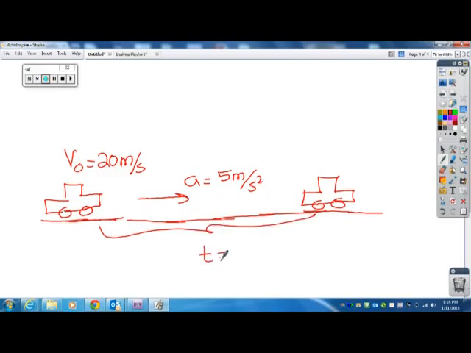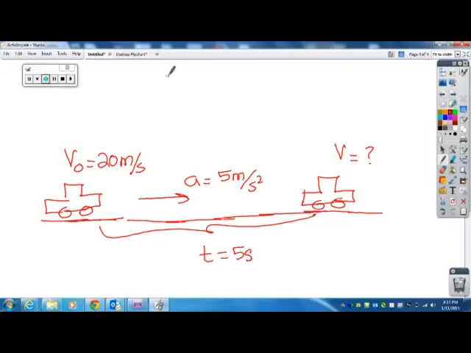So they say the time is 5 seconds, and they ask, what's the velocity of this car? What's its final velocity? You can do it conceptually and say, how fast is this car traveling 5 seconds later? Well, it's increasing by 5 meters per second every second. So 1 second later, it's traveling at 25. 2 seconds later, it's traveling at 30. 3 seconds later, 35. 4 seconds later, 40. 5 seconds later, it's traveling at 45. You can do it that way and say that's its velocity.